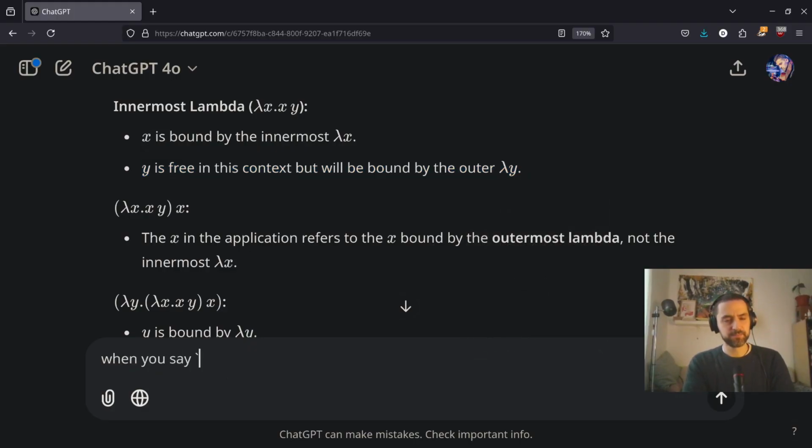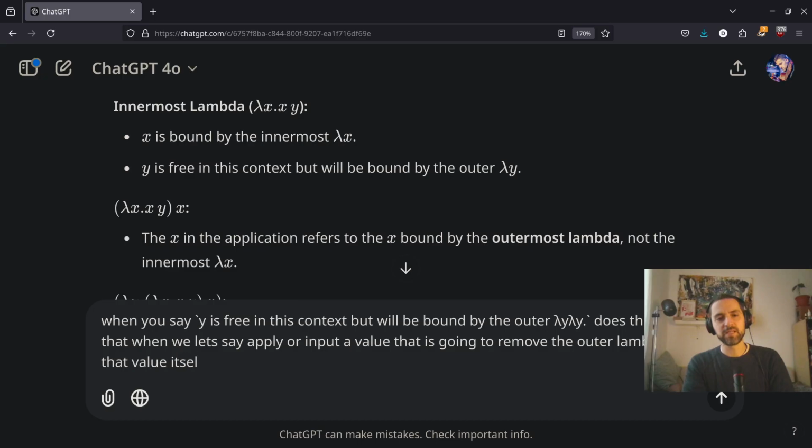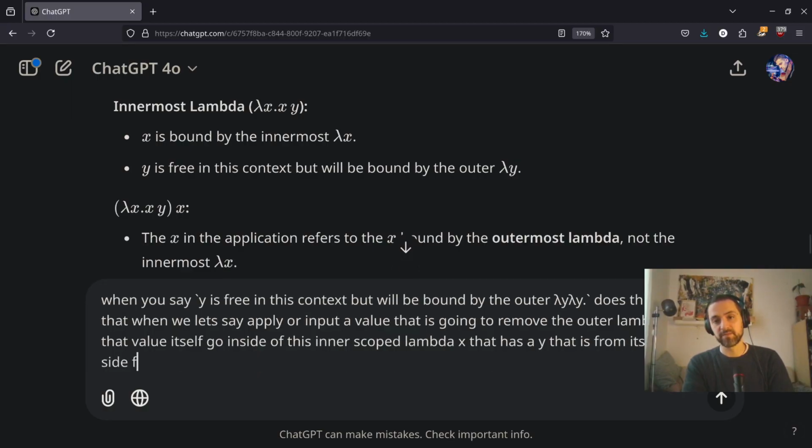Does this mean that when we, let's say, apply or input a value that is going to remove the outer lambda y, will that value itself go inside of this inner scoped lambda x that has a y that is from its own side free?